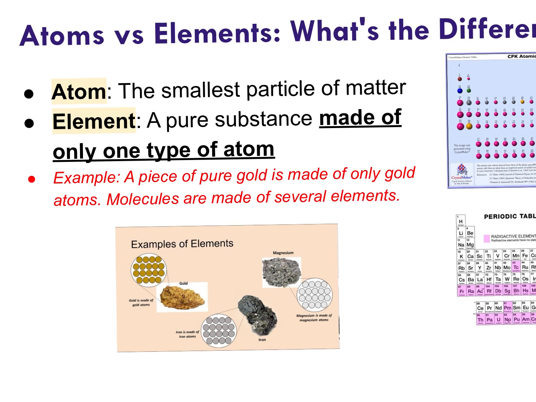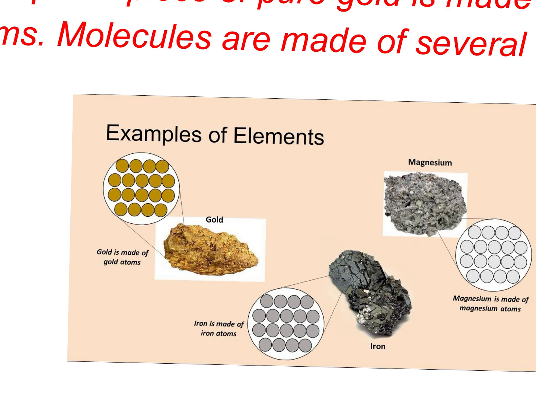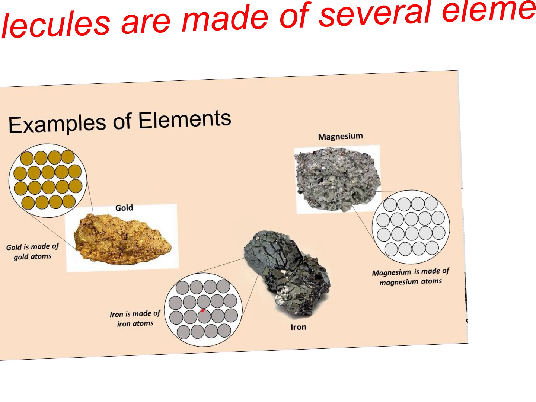And then an example of an element that has only one type of atom could be gold, so pure gold. So if we look at this big hunk of gold here and say that it's a pure substance, that means that the only atoms that are going to make up that gold block are gold atoms. Similarly, this iron and magnesium block over here, if we say that it's pure magnesium, then we're going to say it's only composed of atoms that are magnesium atoms.